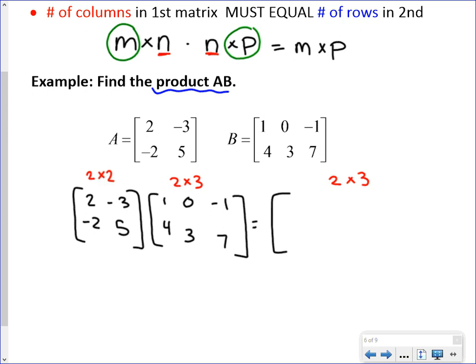Okay, so you take your 2 times the top line and you add it to the bottom line and you add it all together. And then take the second row and you flip it and you take the negative 2 times the top line and your 5 and the bottom line and you add them together and that's your bottom line.